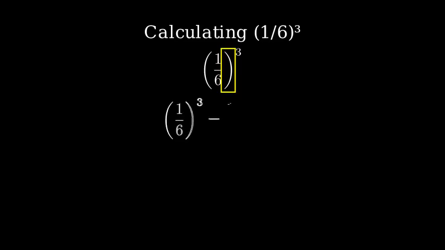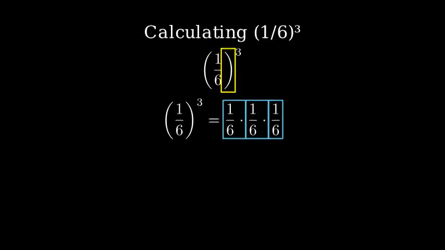Let's solve this step by step. What is 1/6 raised to the third power? When we see a fraction raised to a power, in this case 1/6 cubed, it means we multiply that fraction by itself that many times. So 1/6 cubed means we multiply 1/6 by itself 3 times.